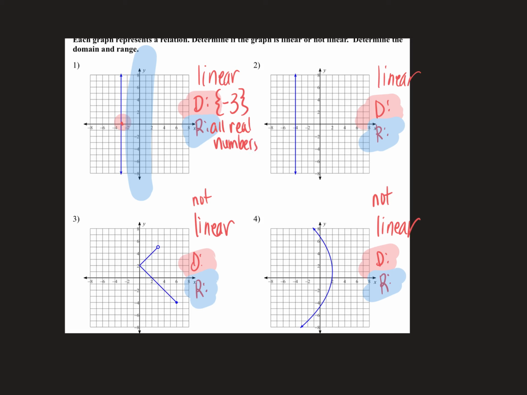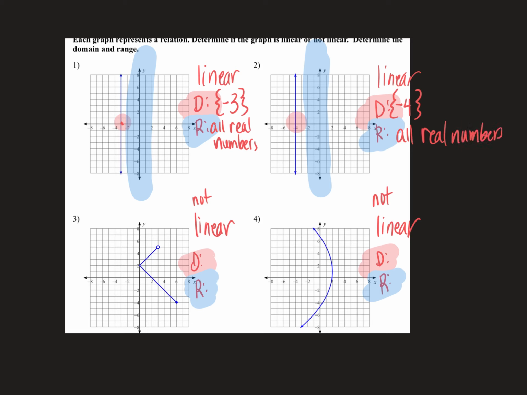Let's go back to red. The domain, how far left or right does this graph go? Well, just like number 1, it only goes to the left to -4, and that's it. So my domain is -4. And then how far up or down does it go? And just like number 1, its graph goes on forever, so all real numbers is the range.